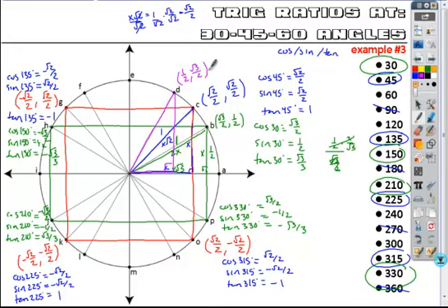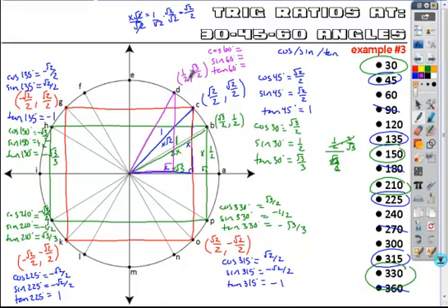Root 2 over 2, that's for the 45s. And then root 3 over 2 and 1/2, those are for the 30s. Okay? And you just need to be able to figure out which one is the shorter side, or the shorter leg, and which one's the longer. And then you can identify the same things, cosine, sine, and tangent.